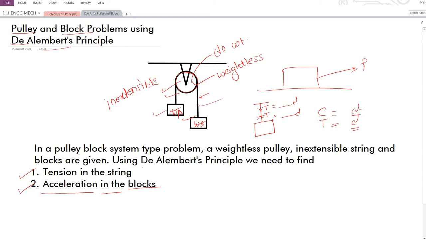Then these problems generally ask these two things: tension in the strings and accelerations that are developed in the blocks. Now before moving on to the actual problem, let's first see the exact proper methodology of solving such problems. There are 3 to 4 very short and simple steps, and once you get to know all the steps, you will comfortably solve the problems regarding pulley and block problems with D'Alembert principle. Now let's move to the methodology or the procedure for solving such problems.